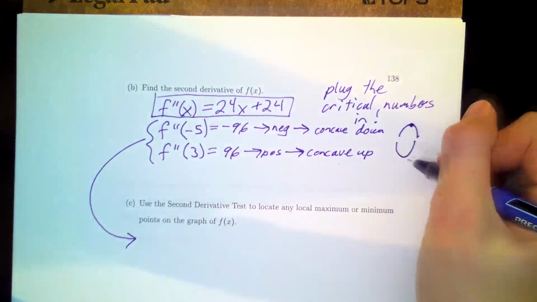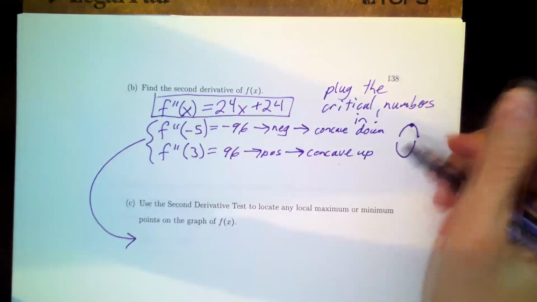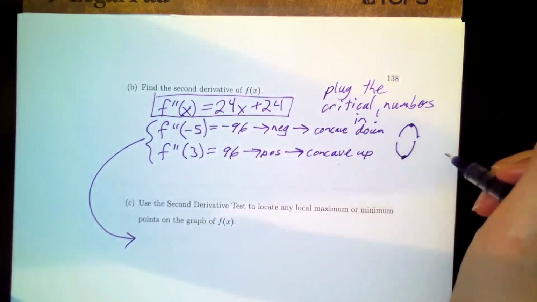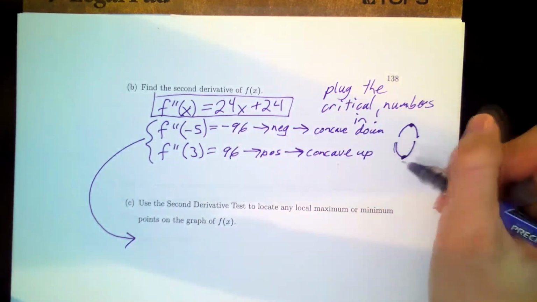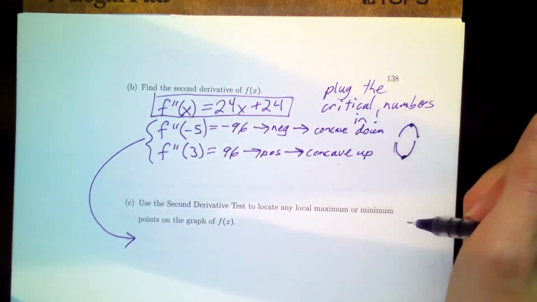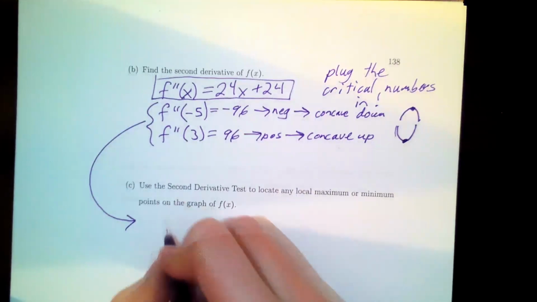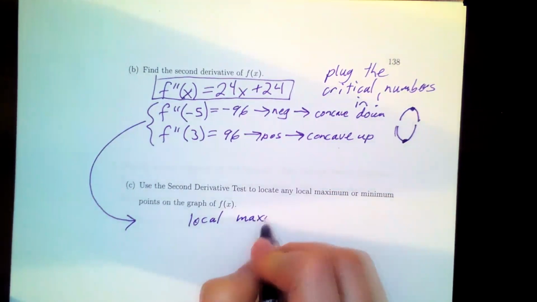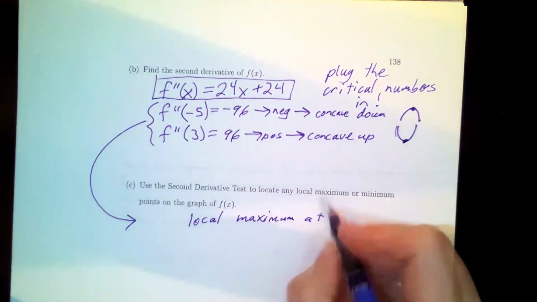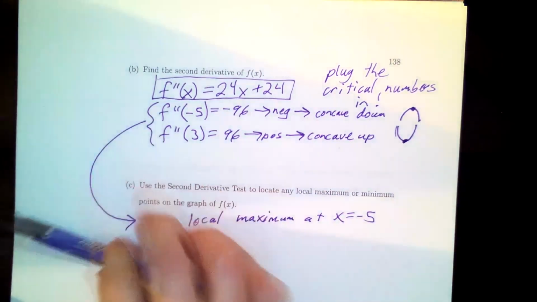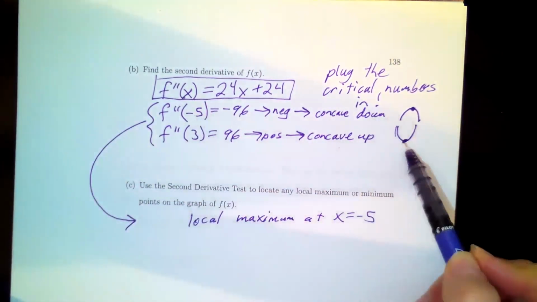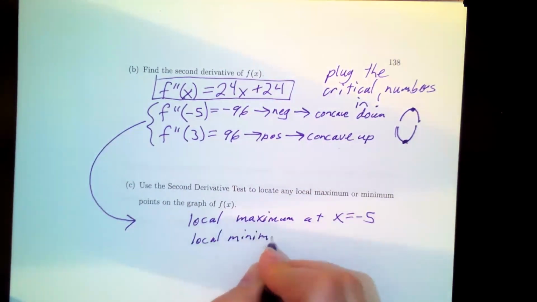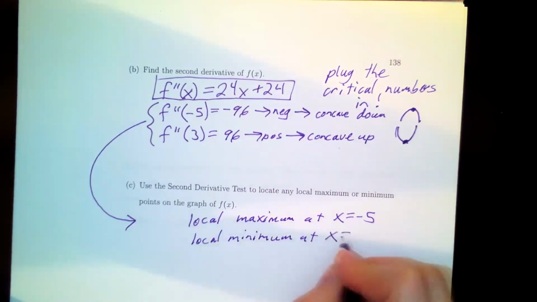If it's concave up at a critical number, and that critical number is going to be a max or a min maybe, then it's got to be a local min right there, because the concave upness would not allow for it to be the other shape, a maximum. So what we should conclude is that there is a local maximum at x equals negative 5, this critical number, and that there is a local minimum at x equals 3.